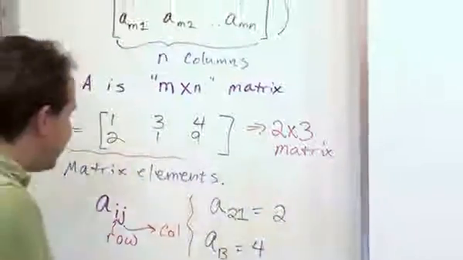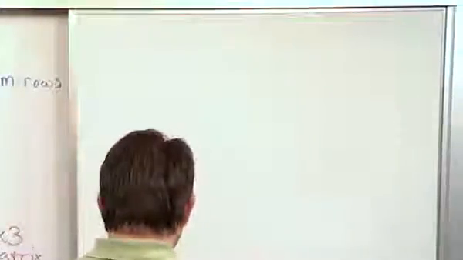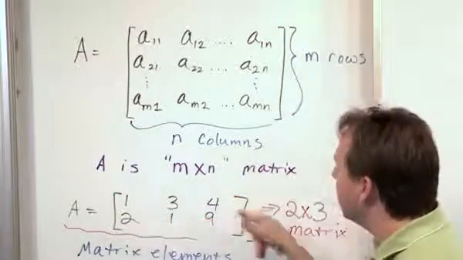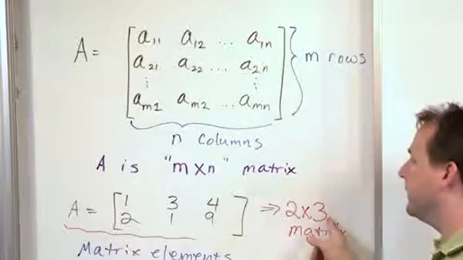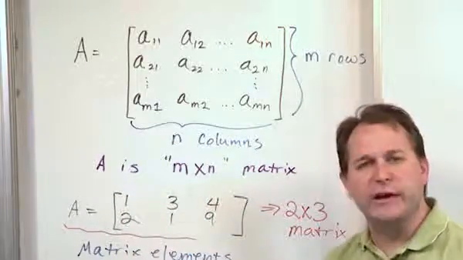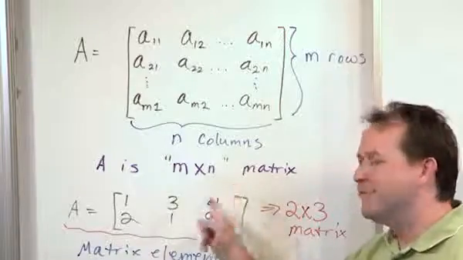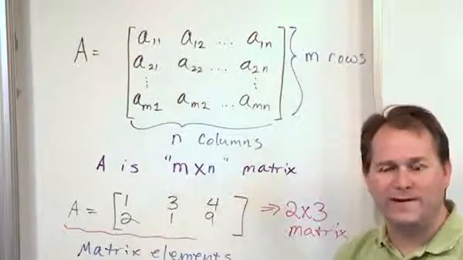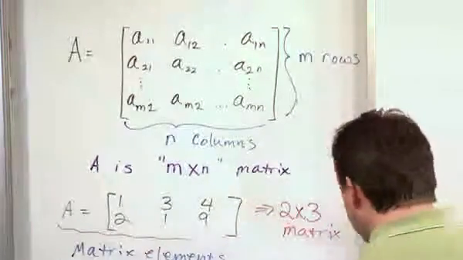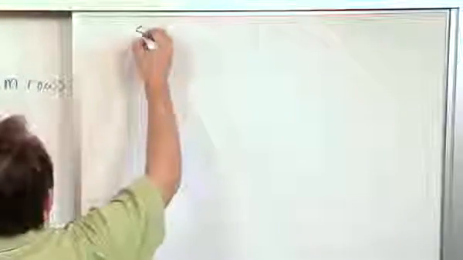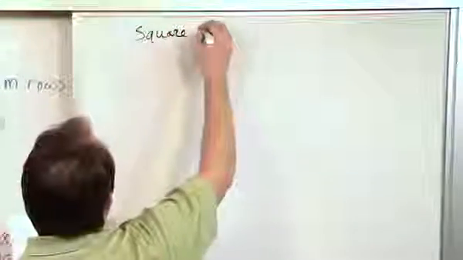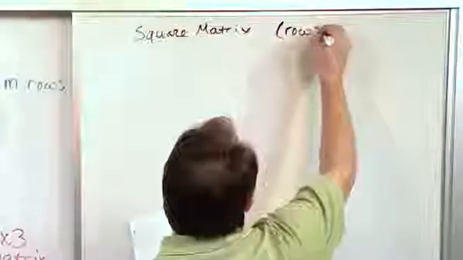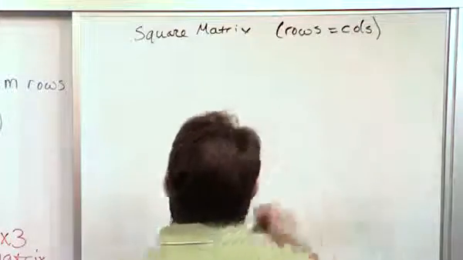All right, so in the case of a general matrix, we have rows and columns. Notice in this case, we had 2 rows and 3 columns, so it was a rectangular looking type of matrix. But if we have the same number of rows as columns, then this matrix is going to look more like a square instead of a rectangle, so it's called a square matrix. All that means is that the number of rows is equal to the number of columns.